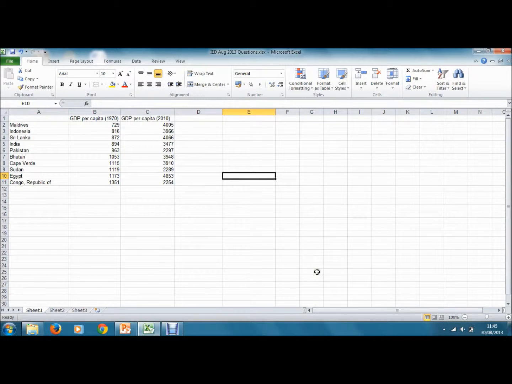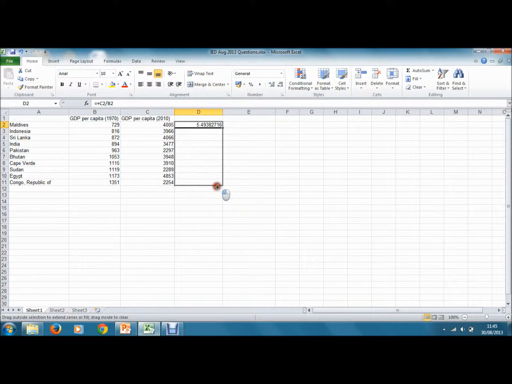This spreadsheet gives me data for a sample of 10 low-income economies. The first stage of my analysis is I want to calculate the compound growth rate for GDP per capita between 1970 and 2010. To do that, I'm going to use the formula we just developed, but I'm going to do it in stages. First of all, in this cell I'm going to calculate the ratio of GDP in these 2 years. So I type here the ratio of cell entry C2 divided by B2, and I copy that cell down here.